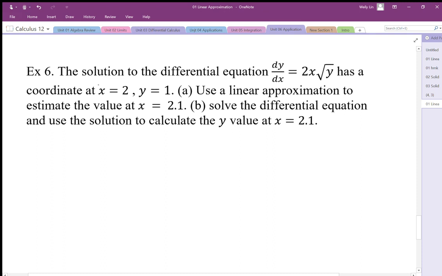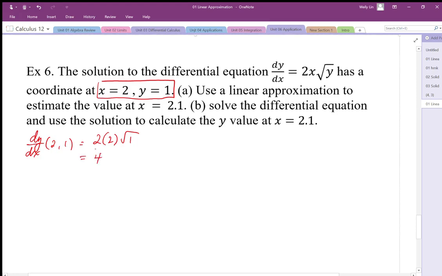Okay, so for linear approximation, I need an x and y coordinate on the y graph. Okay, and I need to find the slope. So I'm going to calculate dy by dx at x equals 2, y equals 1. It's going to be 2 times 2 square root 1. Okay, so the slope then works out to be 4.